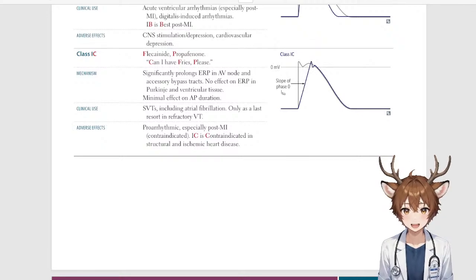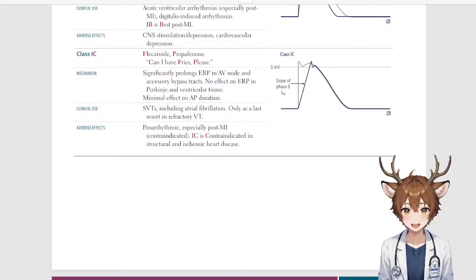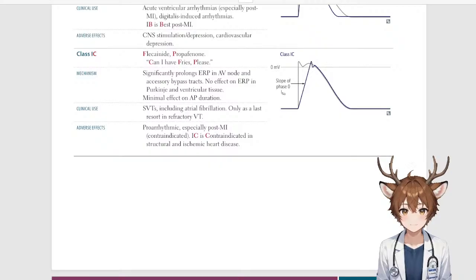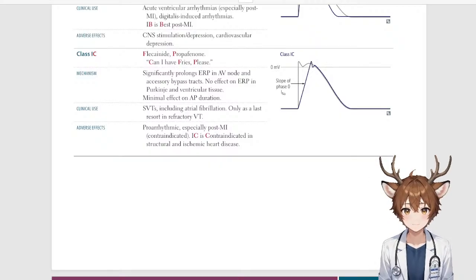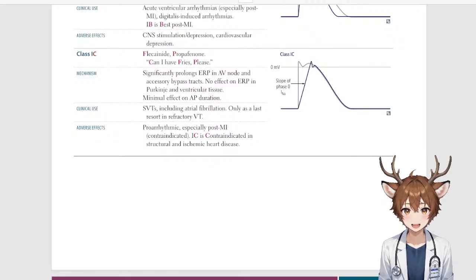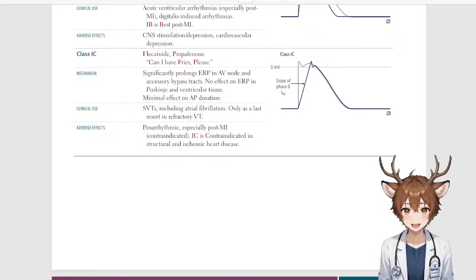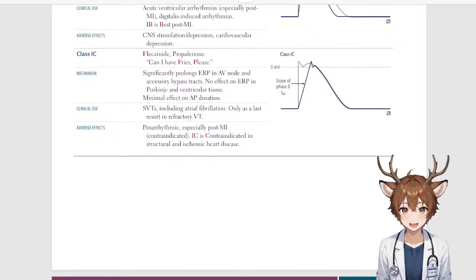Compare that to class 1B, for example, which is very focused on the ventricular region. What is it used for? It's used for acute ventricular arrhythmias and digitalis-induced arrhythmias. So basically, it's the best for post-MI. So class 1B, very ventricular focus. Good for ventricular arrhythmias. What is class 1C focused on? Supraventricular region above the ventricles. What is it good for? Supraventricular tachycardia. So that should make sense to you.